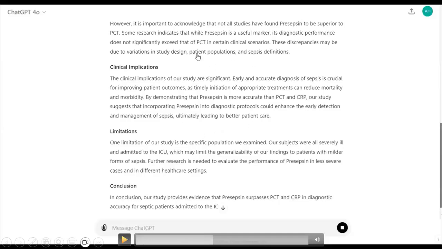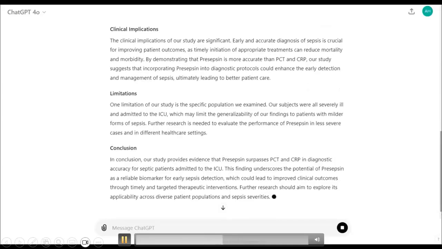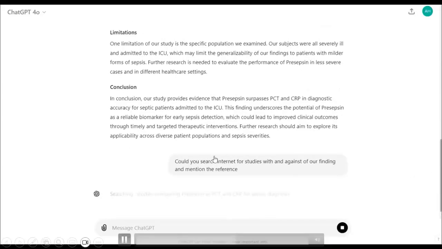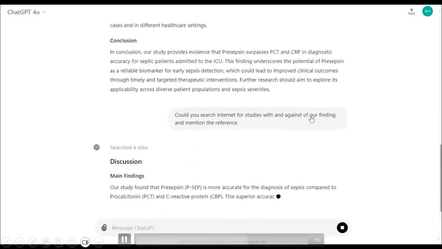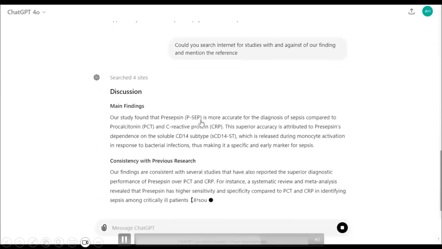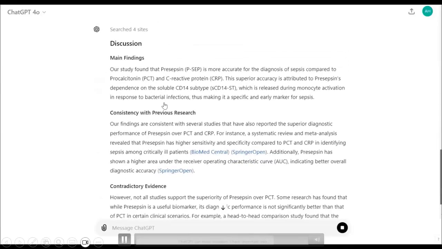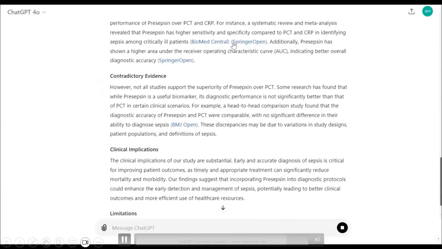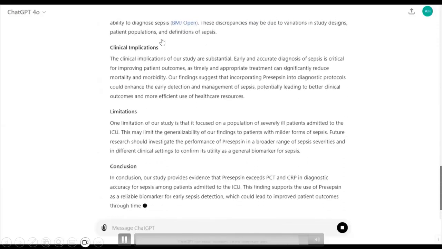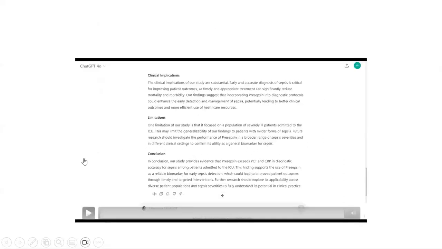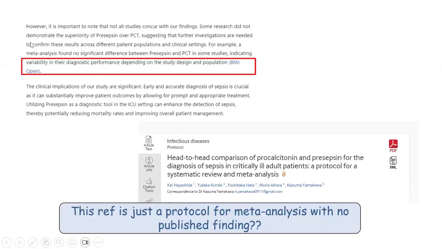But as we see here, there is no reference mentioned in the discussion section. So I will ask ChatGPT to search the internet for studies with and against our finding. Then we start rewriting the discussion and build some references for studies with or against us. This is how we can start writing the discussion with ChatGPT.